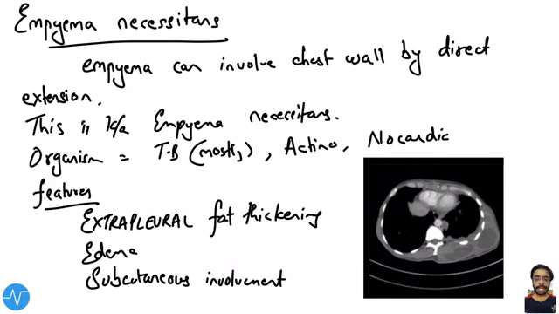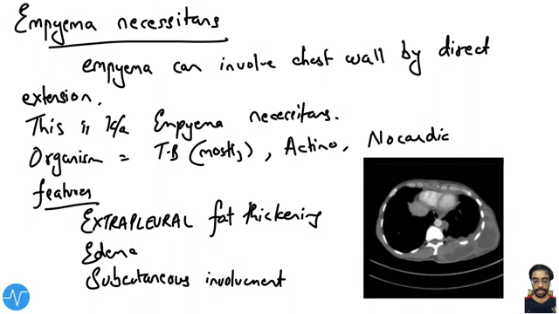What is the term known as empyema necessitans? This means that the empyema which we have discussed, from the pleural cavity, the pleural effusion, is going into the chest wall. So there is direct extension of the pleural fluid to the chest wall. This is known as empyema necessitans. The organism is TB mostly, or actinomyces or nocardia.